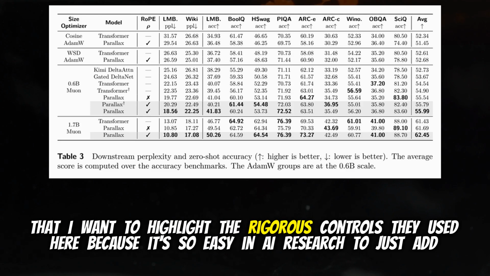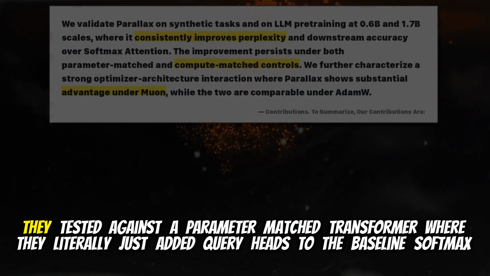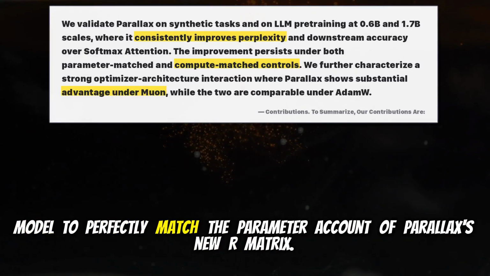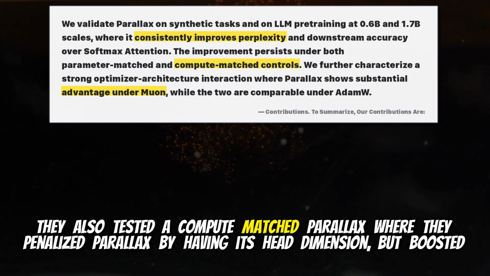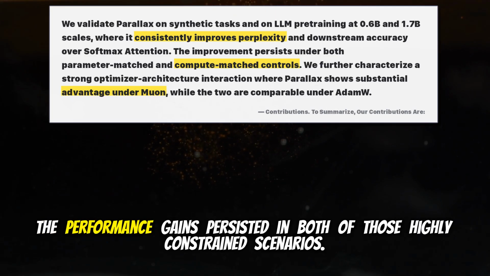Now, I want to highlight the rigorous controls they used here because it's so easy in AI research to just add parameters and claim you built a better model. Oh, absolutely. They tested against a parameter-matched transformer where they literally just added query heads to the baseline softmax model to perfectly match the parameter count of Parallax's new R matrix. Right. They also tested a compute-matched Parallax, where they penalized Parallax by halving its head dimension, but boosted its feed-forward network dimension to keep the math operations equal. The performance gains persisted in both of those highly constrained scenarios.